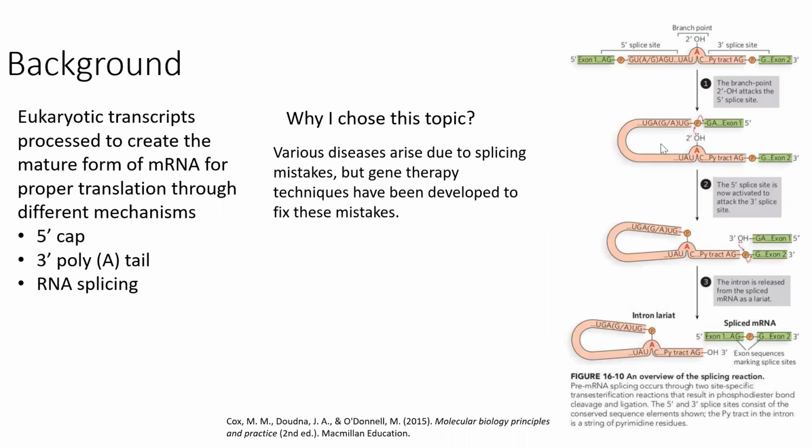Some background info would be that eukaryotic transcripts are processed to create the mature form of mRNA for proper translation through different mechanisms. The first one being the 5' cap, which is a 7-methylguanosine linked to the 5' end through a 5' triphosphate linkage. The next mechanism is the 3' poly A tail, which is created through cleavage of the poly A addition site. And then the enzymes PAP and PABP give rise to the tail.